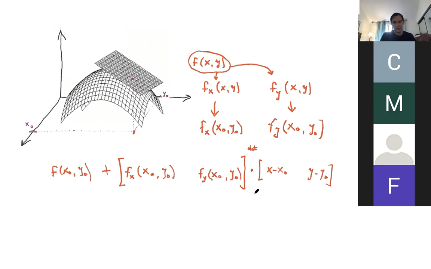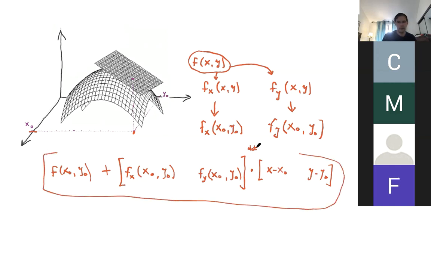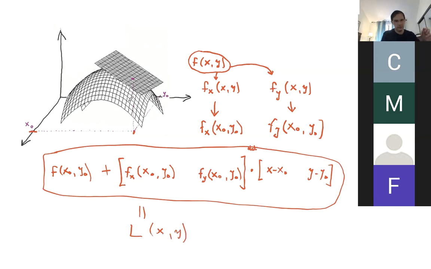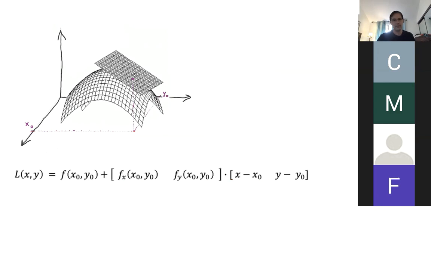Okay, so notice that this is a function of two variables, x and y. Let me call this function L of x, y. And this is exactly the linearization of this function f at this point x0, y0. And this is the tangent plane to the graph of this function of two variables. Okay, so this is exactly the formula.